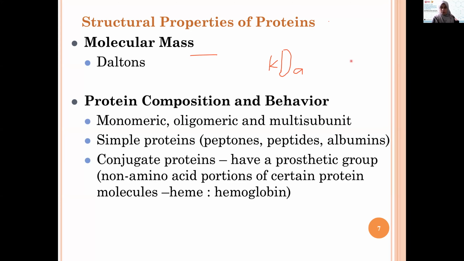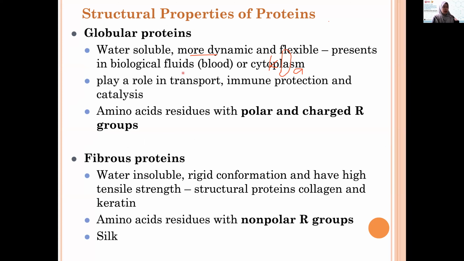Okay. So next, we will have another type of protein, which is globular protein, and then we have fibrous protein. You can read all this information about globular and fibrous protein as well as the previous one just now.